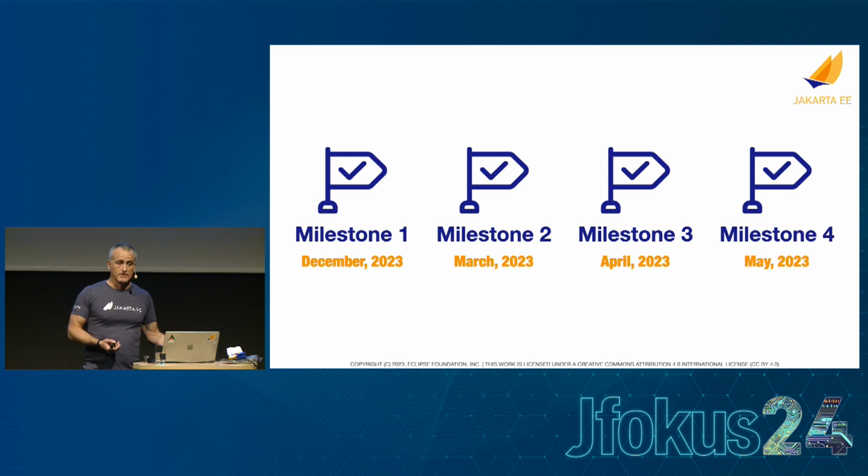We haven't done that before. So we released a milestone 1 of Jakarta EE 11 in December, and we're going to release 3 more milestones before we go final. So we're going to do number 2 in March, number 3 in April, and number 4 in May. These dates may change, but that's where we're planning right now.